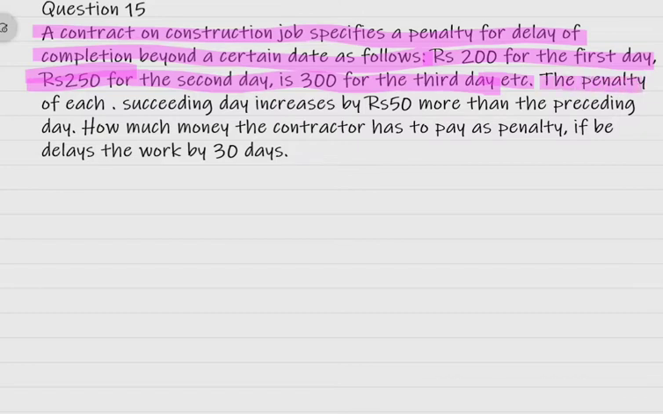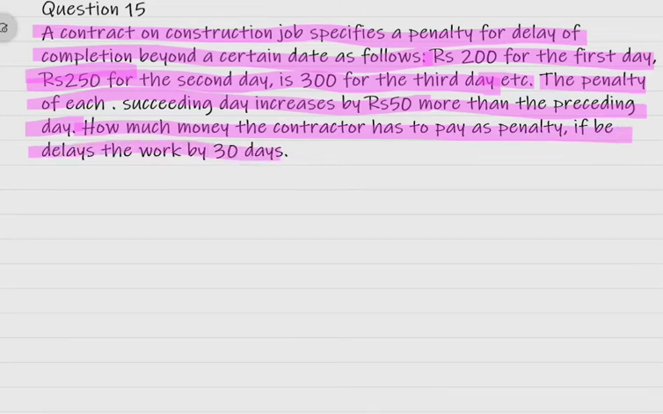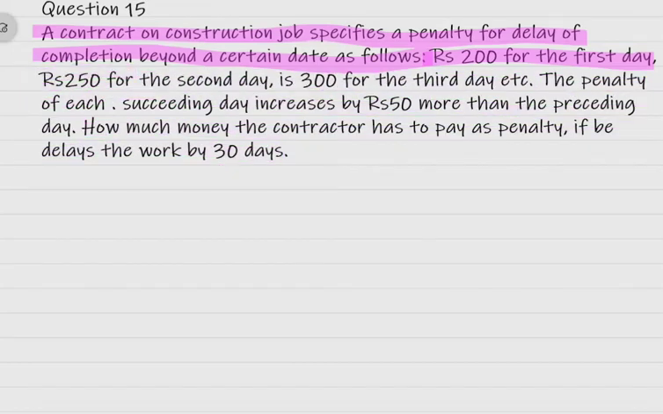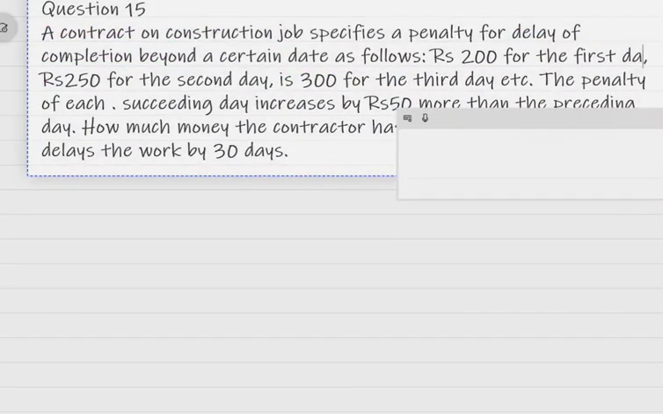The penalty of each succeeding day increases by rupees 50 more than the preceding day. That means for every next day of delay, he will have to add 50 rupees to the preceding day. So how much money the contractor has to pay as penalty if he delays the work by 30 days. Now see, suppose the contractor is not able to complete his work for 30 more days.